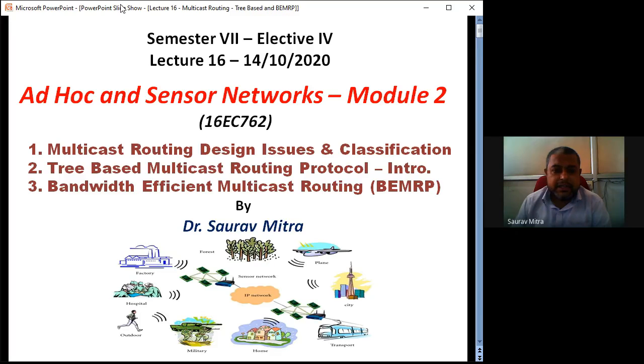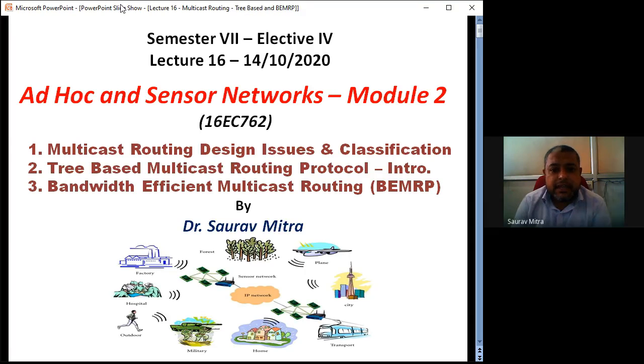So in classification there are some 3 or 4 different types, and they also can be asked as a difference, that there are different types of routings and what are the differences between them. So multicast routing design issues and classification, very important question.